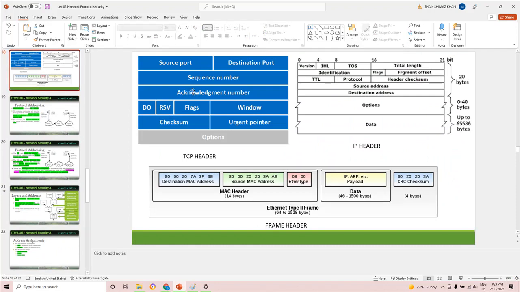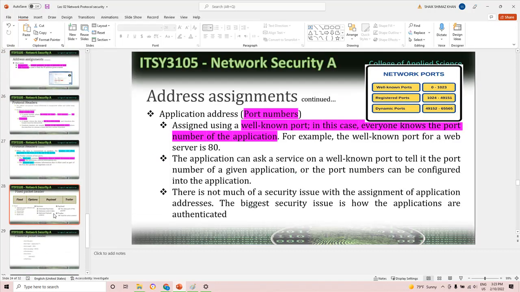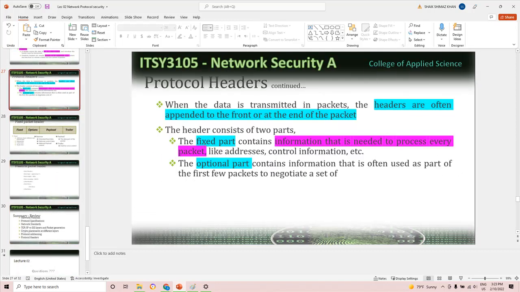If you ask, can I skip the sequence number, can I skip the source port, can I skip the destination port? No, not allowed. Can I skip the source address, can I skip the destination address? No, it is not allowed. Clear? So that is the fixed part of the headers. The optional part is optional, that's all.